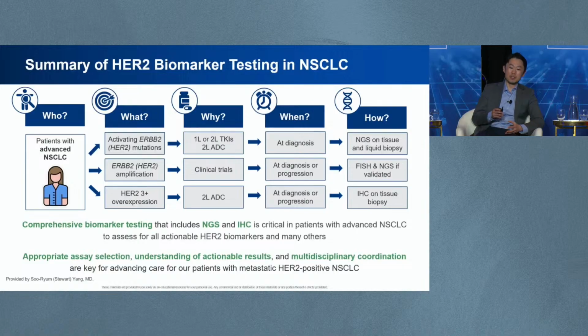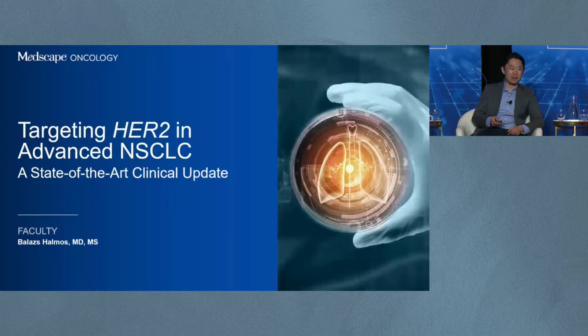And again, I think it's really critical that we are very judicious about our approach to appropriate assay selection, choosing the right tool and the assay for the right biomarker, and then understanding which result is actionable, and then doing all of this within a multidisciplinary collaboration. And I think this is really critical for advancing care of our patients with metastatic non-small cell lung cancer. All right, so I think that concludes my talk, and I'll hand it over to Balazs.